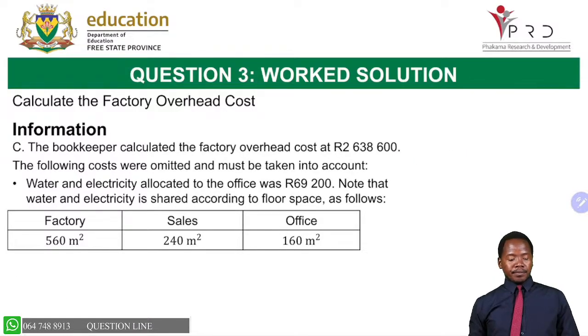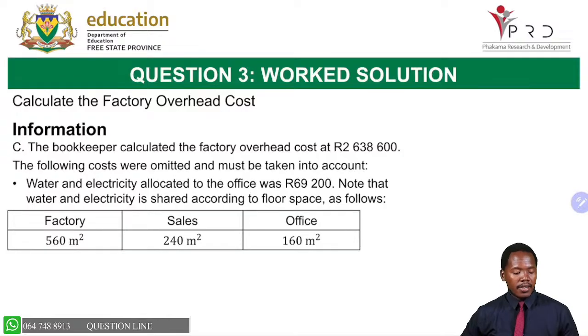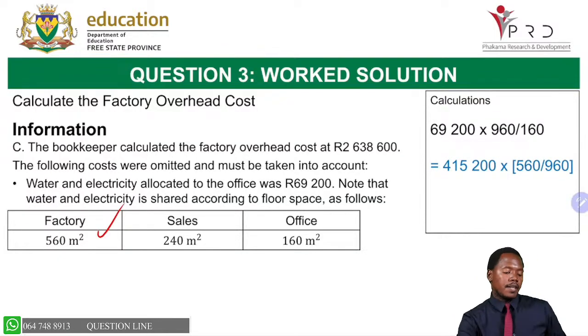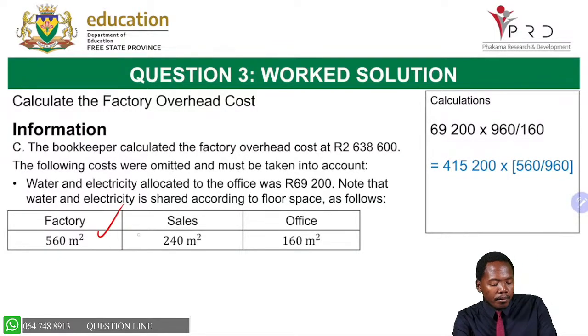Let's look at the second one. Calculate the factory overhead cost. The bookkeeper calculated the factory overhead cost at 2,638,600. The following costs were omitted and must be taken into account. Water and electricity allocated to the office was 69,200. Note that water and electricity is shared according to the floor space as follows: factory is 560, sales 240, and office 160. How are we supposed to do this? Remember, we're dealing with factory. What we want must be on top. So this is my factory, and then I divide by the total.